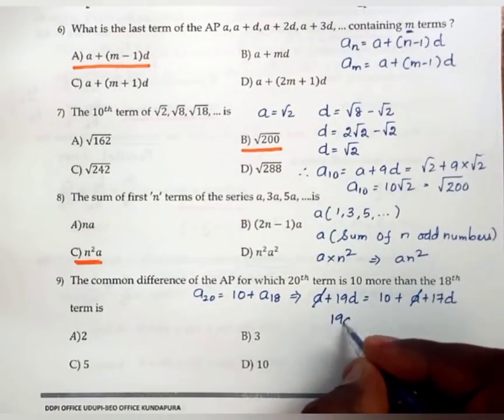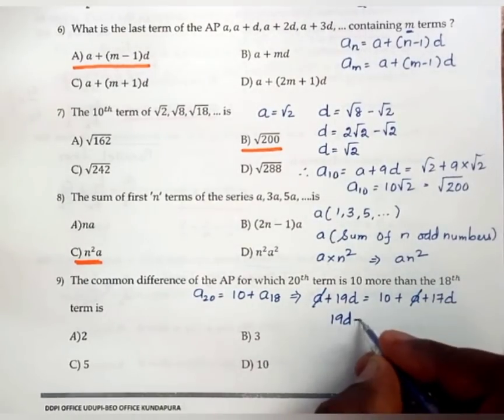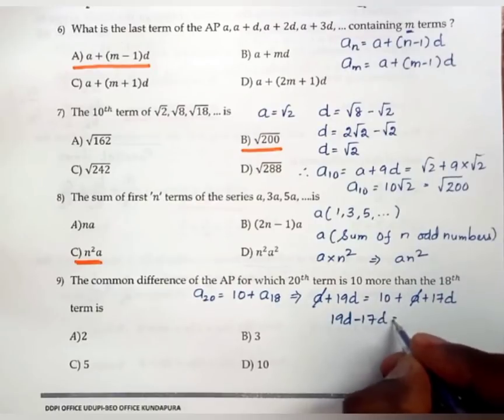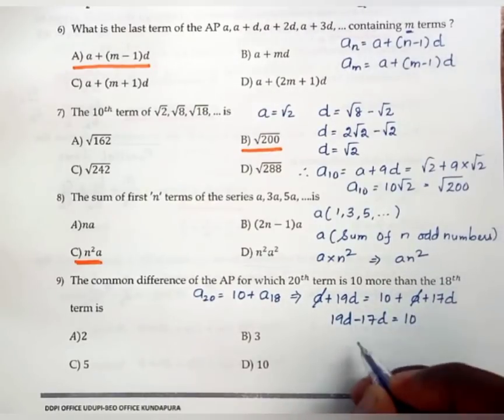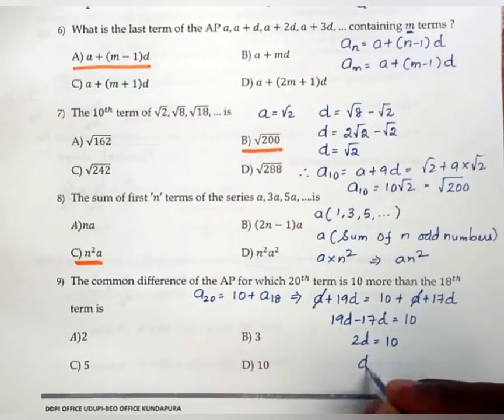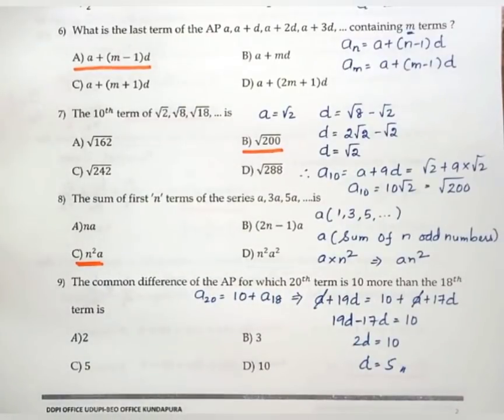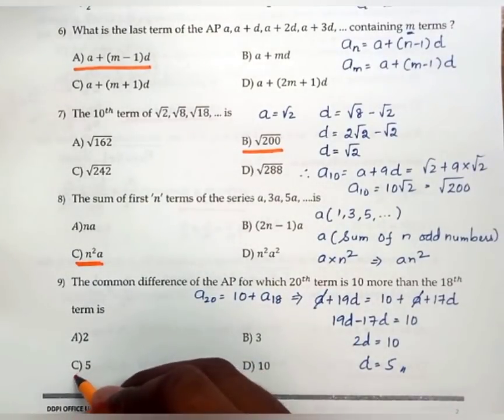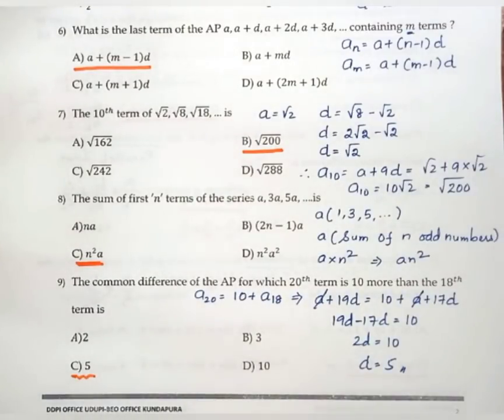Now 19d, shift 17d to LHS, it becomes minus 17d, which is equal to 10. 19d minus 17d is 2d equals 10. d equals 10 by 2, which is equal to 5. Therefore, the common difference is 5. Therefore, the correct answer is option C, 5.